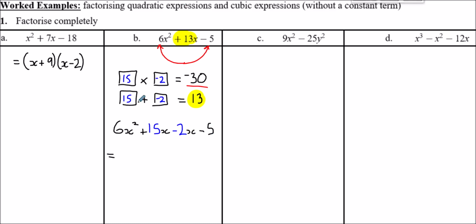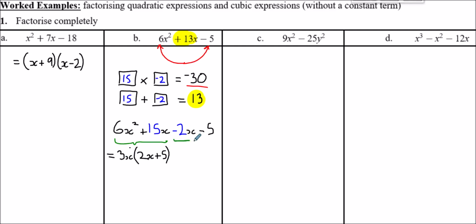Now each term here, each pair, will factorise again. And so 6x squared and 15x, that has a common factor of 3 and an x. So we want 6x squared, so multiply the 3 by 2, multiply the x by another x to get x squared. To go from 3x to 15x, we must multiply by 5.